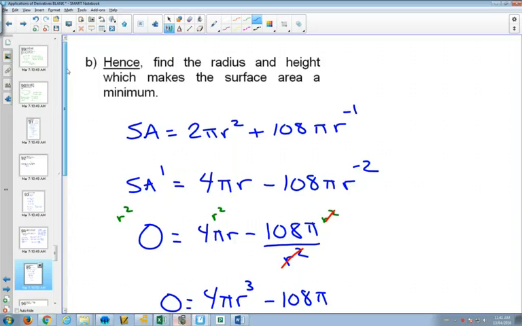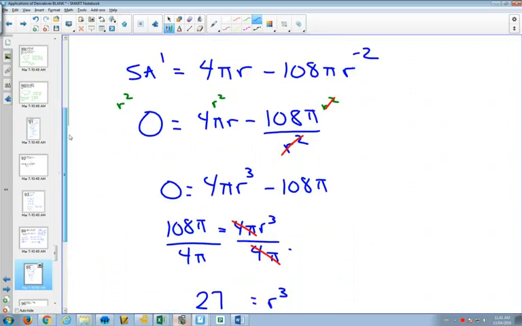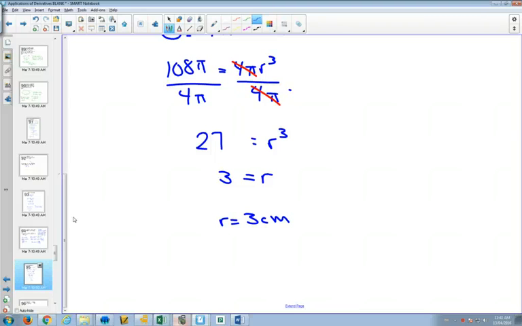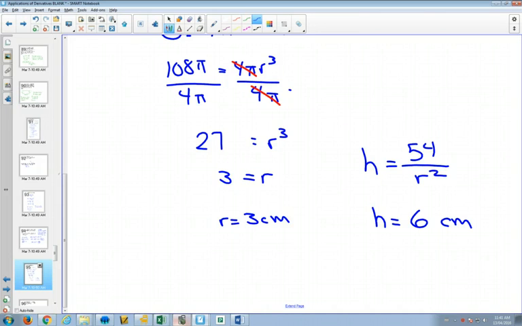We found the radius. It says find the radius and the height, which makes the surface area minimum. So now we still need to find our height. Well, if you go back to part A, we had a formula that height was 54 over r squared. And now that we know the radius is 3, we can plug that in, 54 divided by 9. The height will be 6 centimeters. And now we're done. Now we know that a radius of 3 and a height of 6 centimeters will give the minimum surface area. And it didn't ask us to find the surface area, but we could plug those values into that formula and find out what that minimum surface area would be.